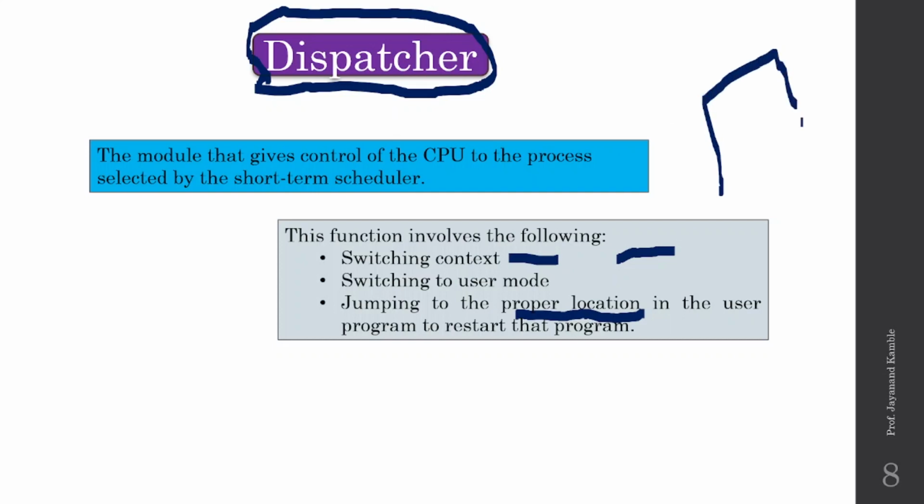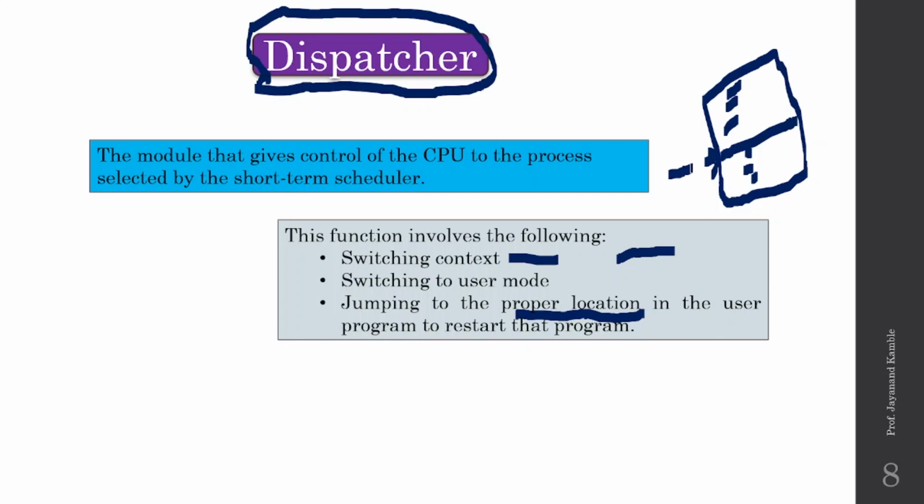So assuming that this is the process or program, and from that program these many instructions have already executed, and now these remaining instructions need to be executed. So this is nothing but the address of the next instruction. Okay, so program counter. So here the dispatcher also includes what? Jumping to the proper location in the user program to restart that program.